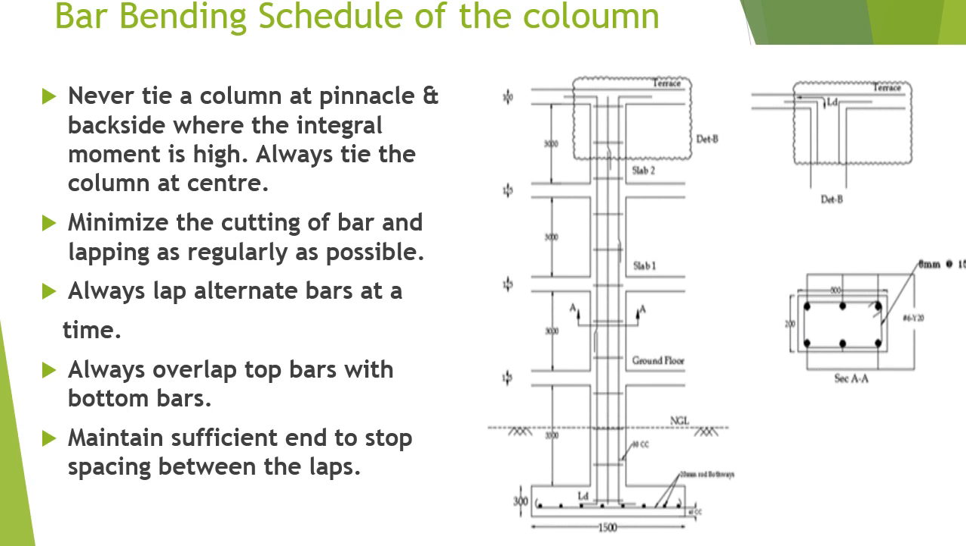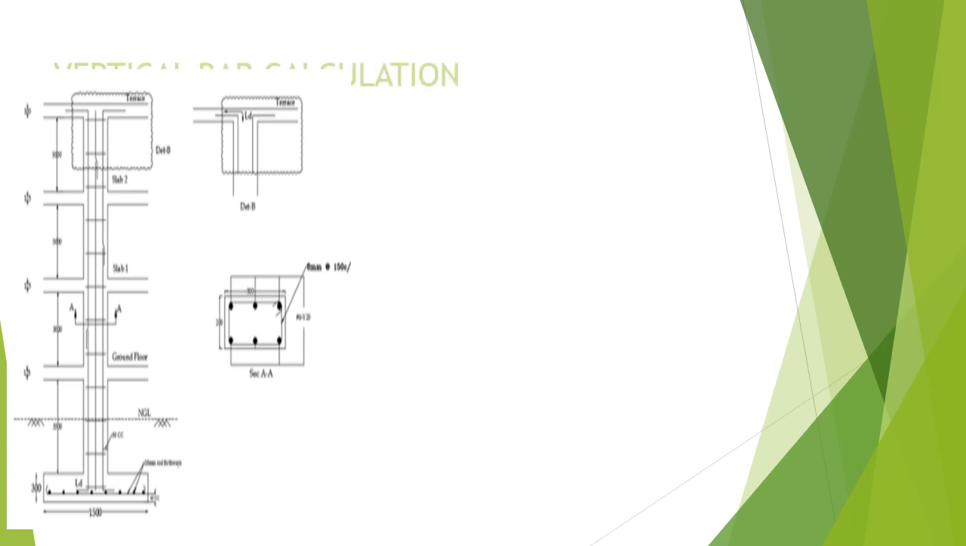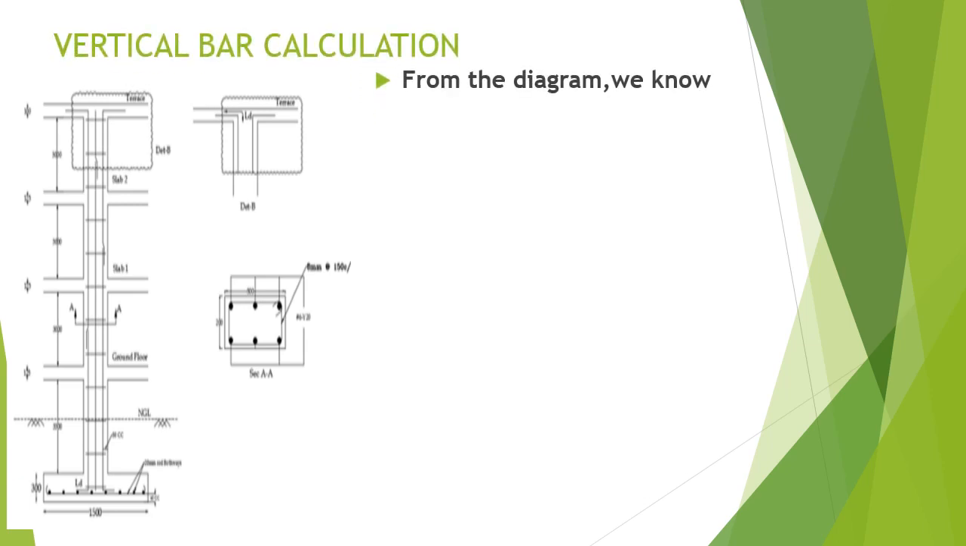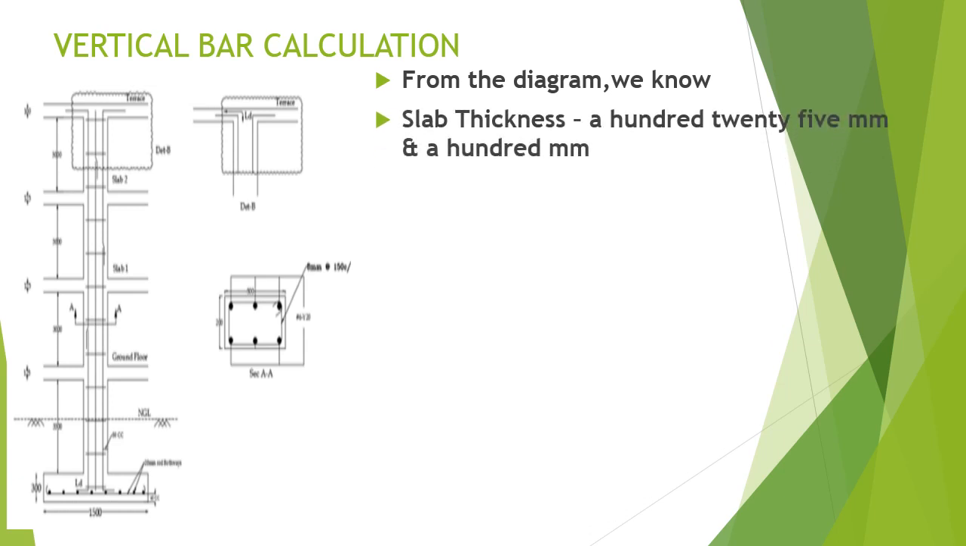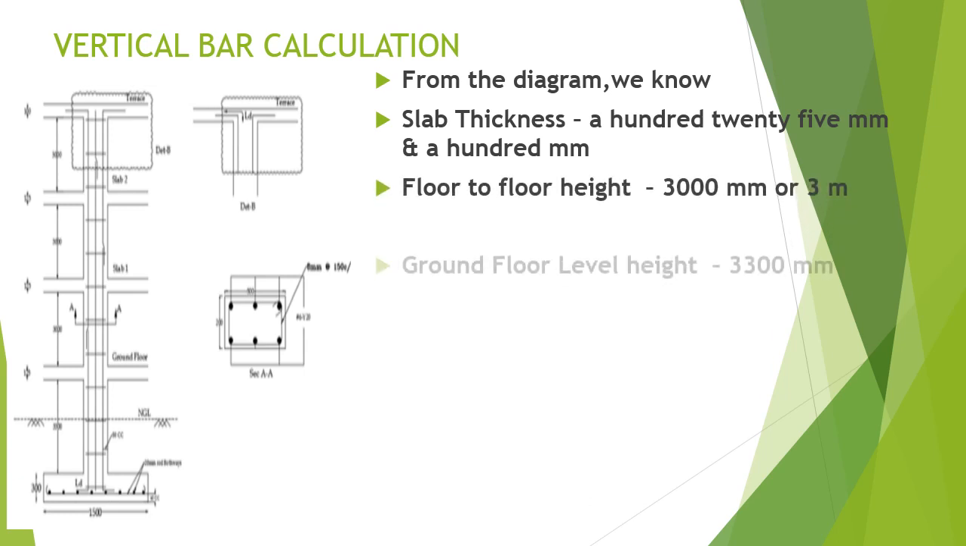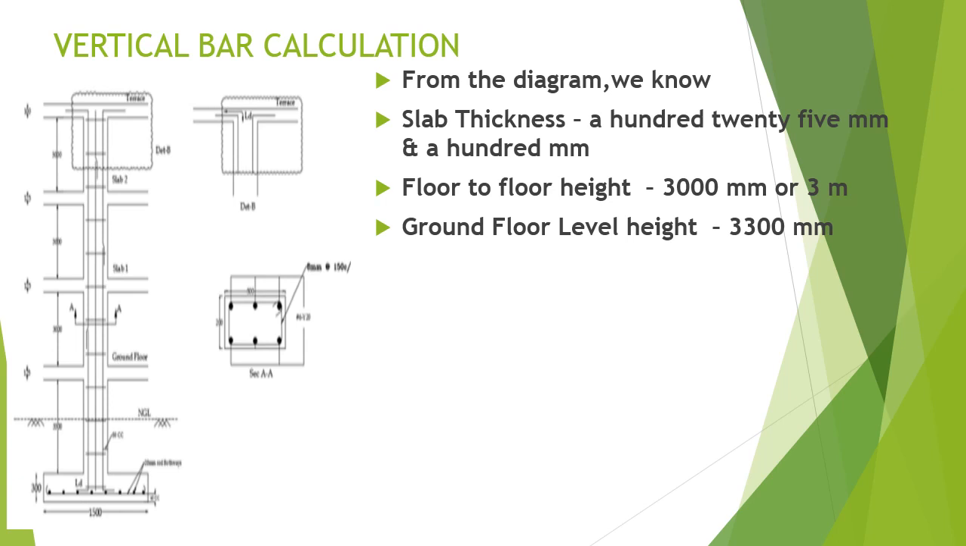The adjoining diagrams will indicate the building heights. It consists of a ground floor and 3 floors. Ground floor height is 3.3 meter, and the other 3 floors are 3 meters each, with a slab thickness ranging from 125 to 100 mm. Vertical bar calculation. From the diagram, you know slab thickness is 125 and 100 mm. Floor to floor height is 3 meter. Ground floor height is 3.3 meter. Footing thickness is 300 mm.